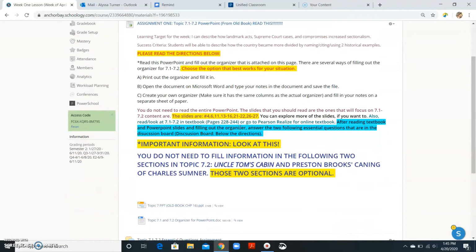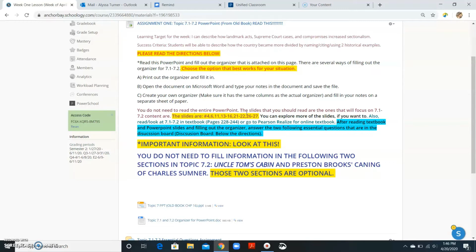Please read the directions below. You're going to read this PowerPoint. You're going to fill out the organizer that is attached. There are several ways you can fill out this organizer. Choose any of the 3 that works best for you. They're like the same organizers that we do in class.